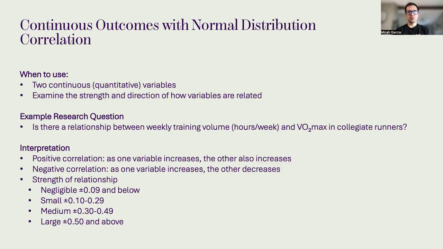We can also quantify the strength of the relationship. Essentially, if it ranges from negative 0.1 to positive 0.1, this means it's negligible. They're not really related to each other. If we have 0.1 to 0.29 or negative 0.1 to negative 0.29, there's a small relationship between them. A correlation of 0.3 to 0.49 or negative 0.3 to negative 0.49 is a medium correlation. And anything 0.5 or larger, or negative 0.5 or lower, would be considered a large relationship.